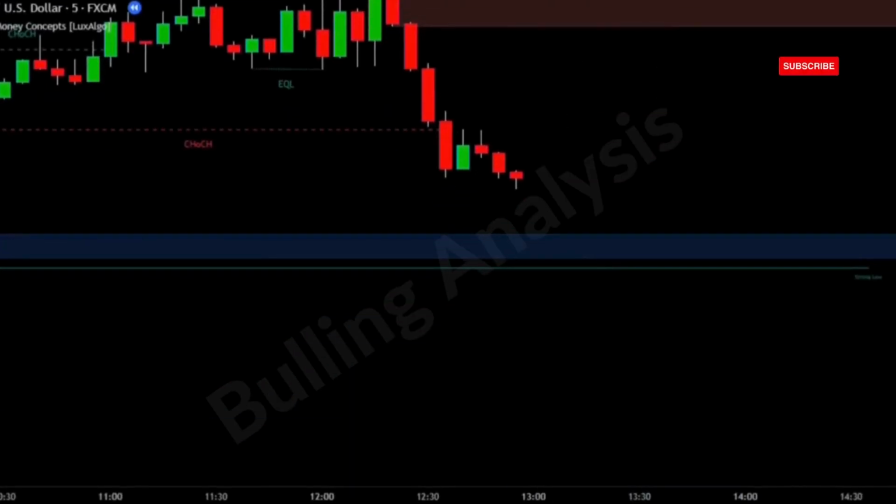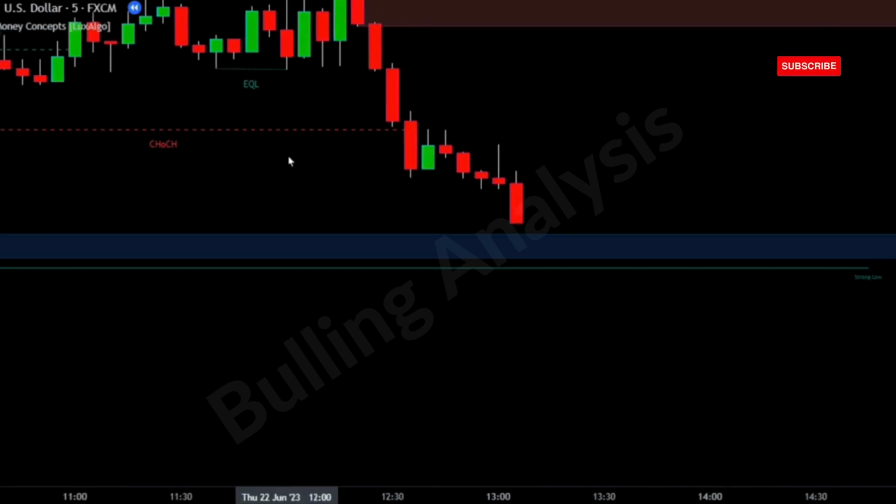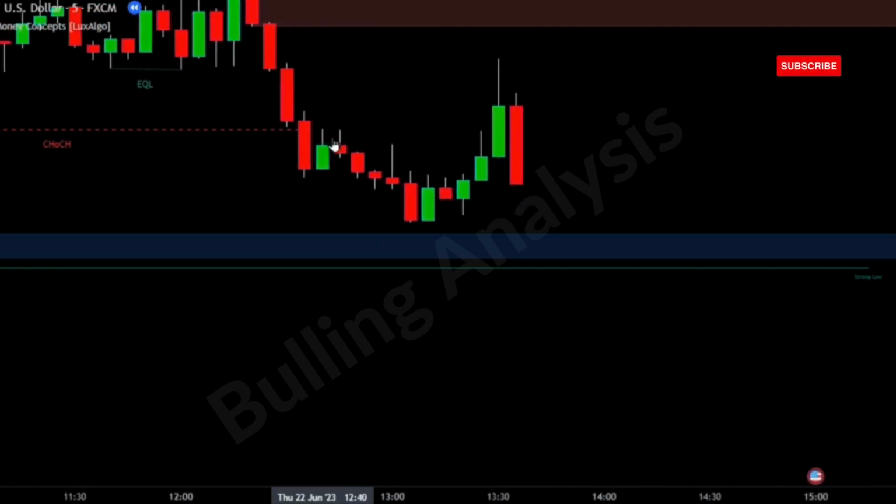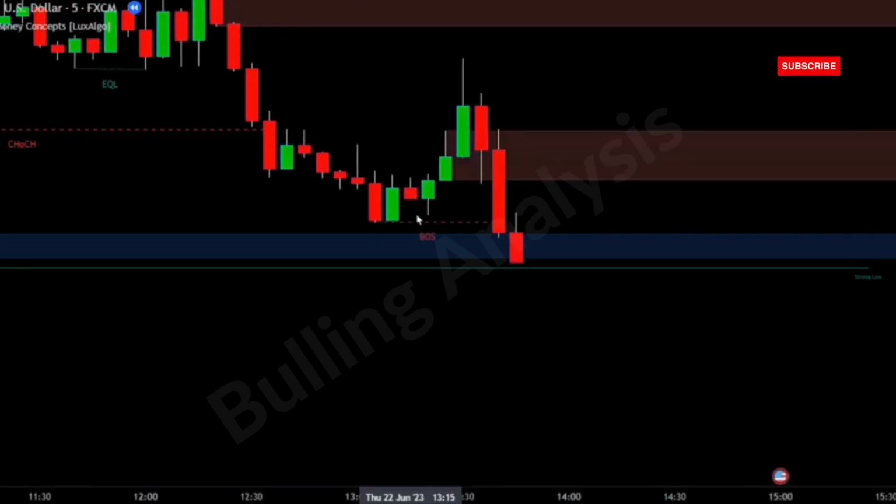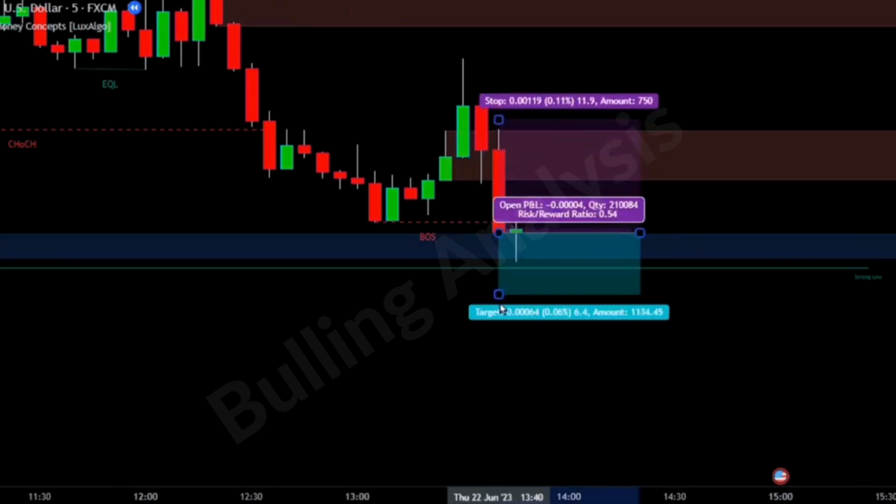Let's see an example. If the price is in a downtrend, and then we see a bearish change of character label, it suggests a potential short trade. But to confirm a stronger entry, we wait for a break of structure, where the price crosses and closes below the most recent support level.